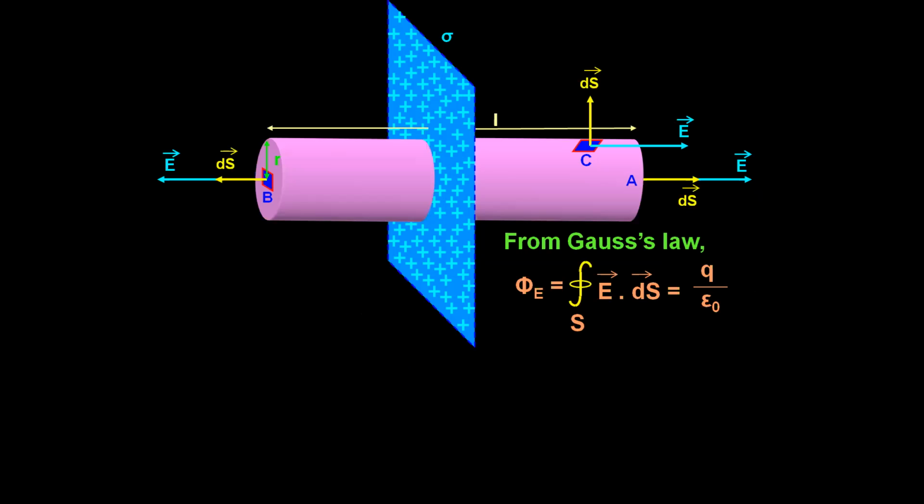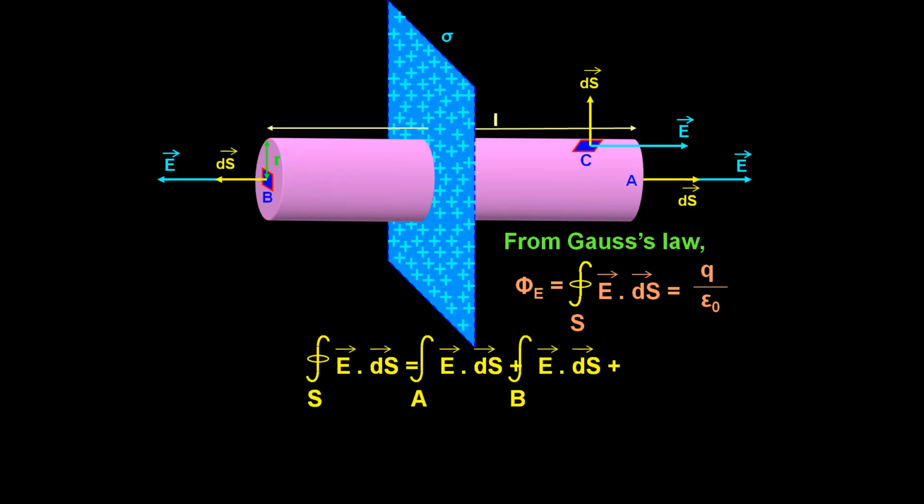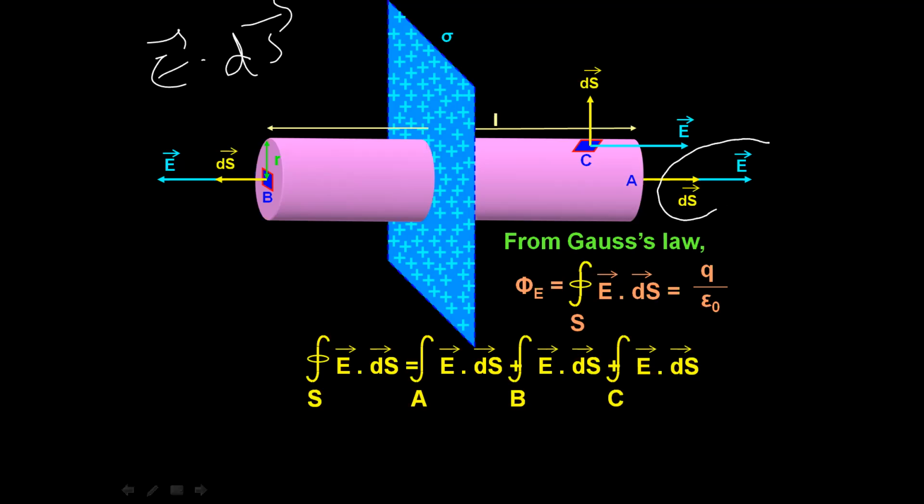That is, the total surface integral can be split and written as surface integral E dot ds over the surface A plus surface integral E dot ds over the surface B plus surface integral E dot ds over the surface C. As we know, dot product of two vectors E dot ds will be equal to what? It's E ds cos theta, where theta is the angle between E and ds. For the first area segment A, look at the diagram. E and ds are having the same direction, right?